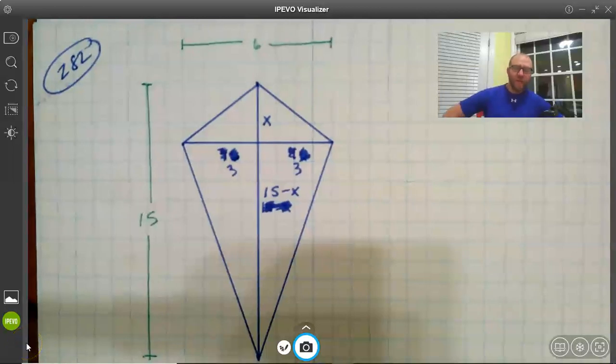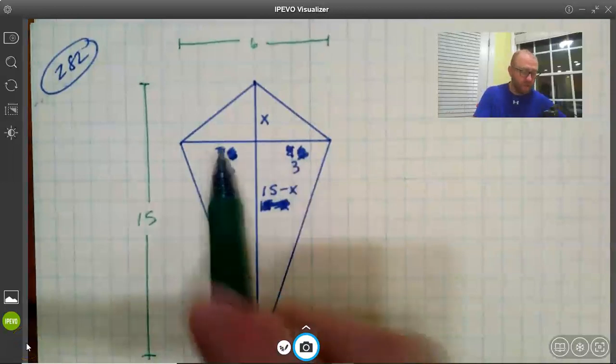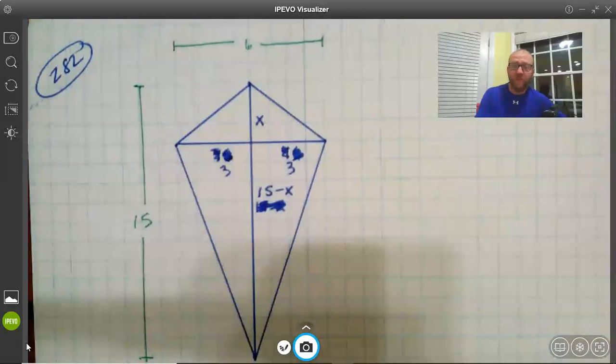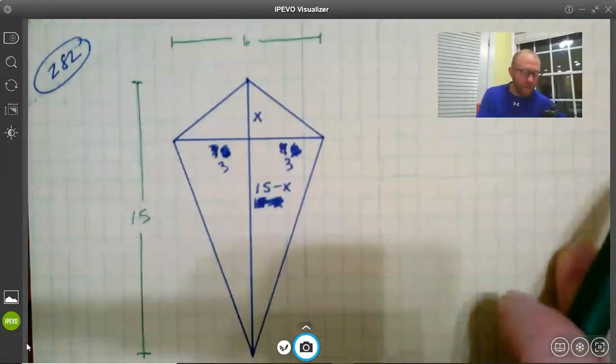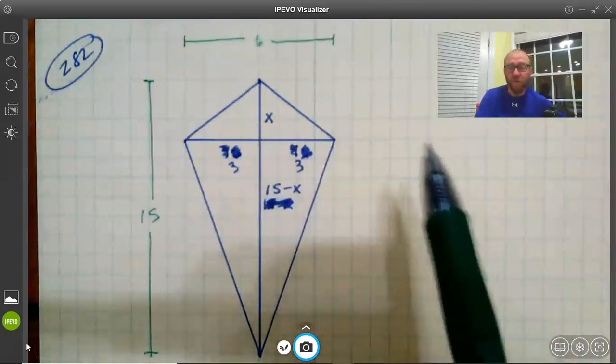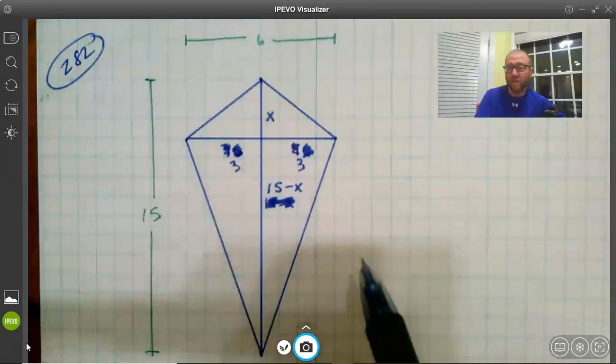All right, in this problem we have a kite, and the kite has diagonals that are 6, so it's 6 units wide, and 15, so it's 15 units tall in the way I've drawn it. And the question is, is it possible that this kite has side lengths that are in a 2-to-1 ratio, or the long sides are twice as long as the short sides?